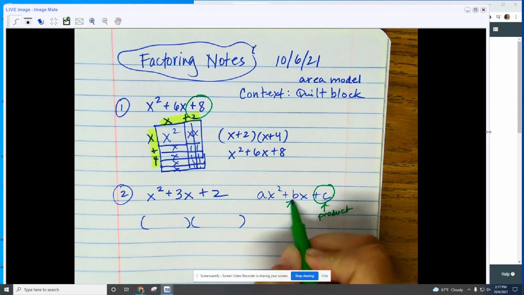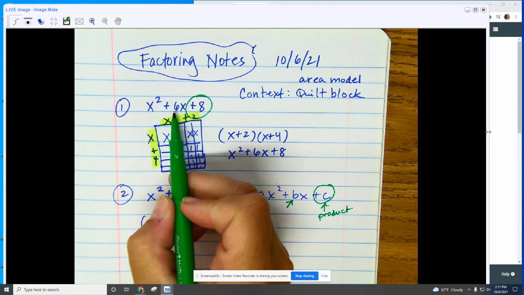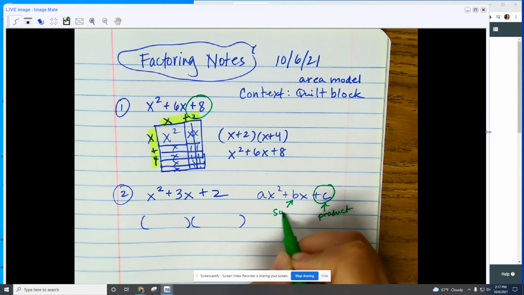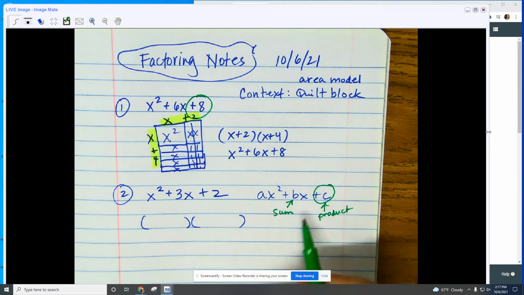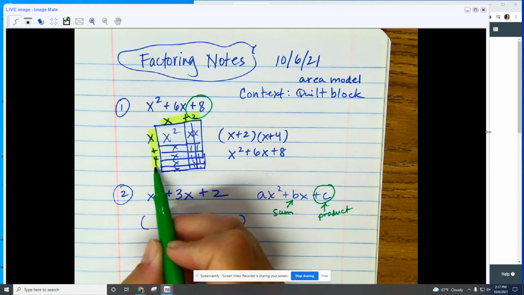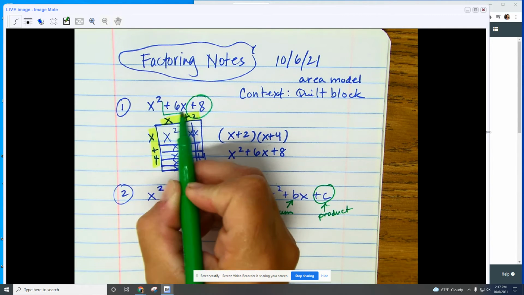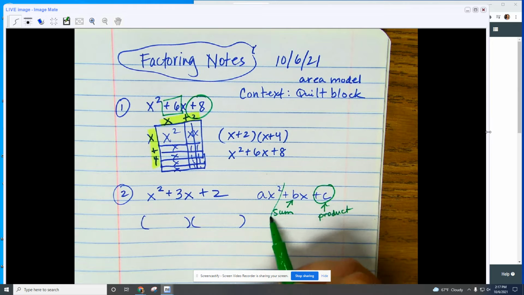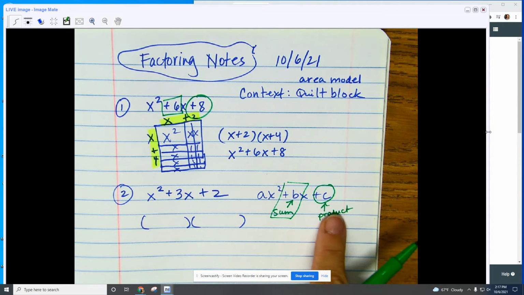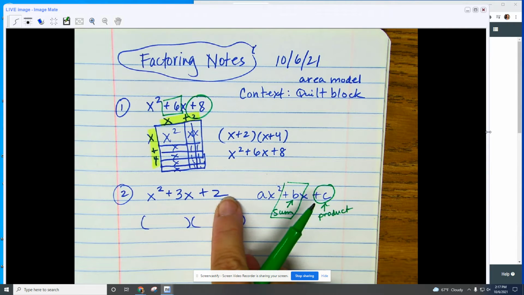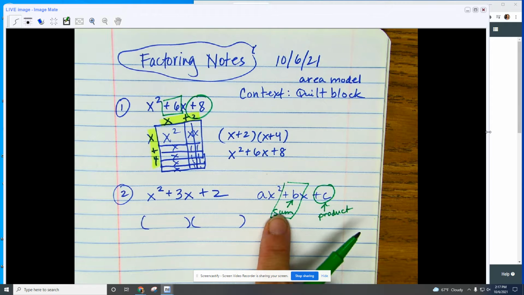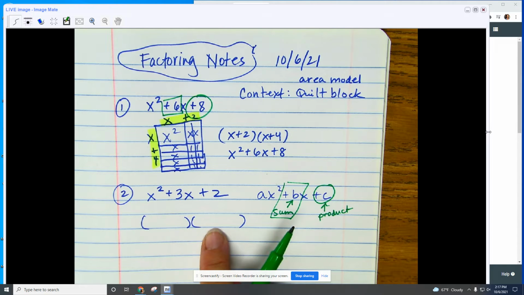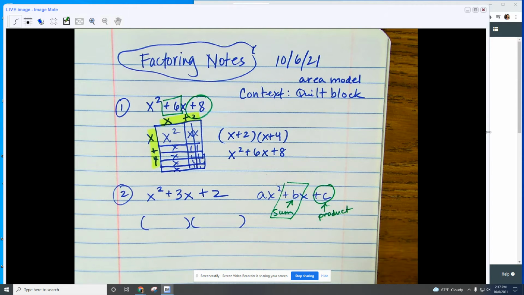What about the number in the middle, the B? What's that? The sum. Everybody write that? That's my sum. It's the 2 plus the 4 made the 6. That's my sum. Okay, I need to get a product of 2, and I need to get a sum of 3 on this next one. What times what equals 2? Jasmine. What times what equals 2?